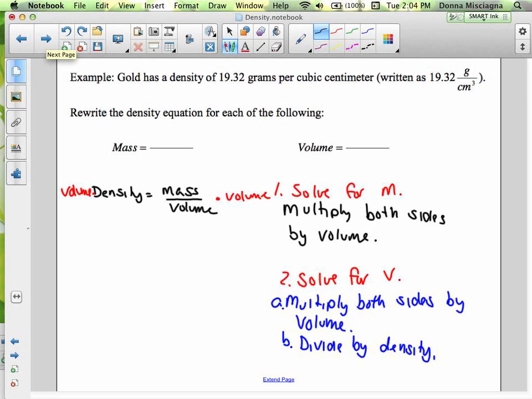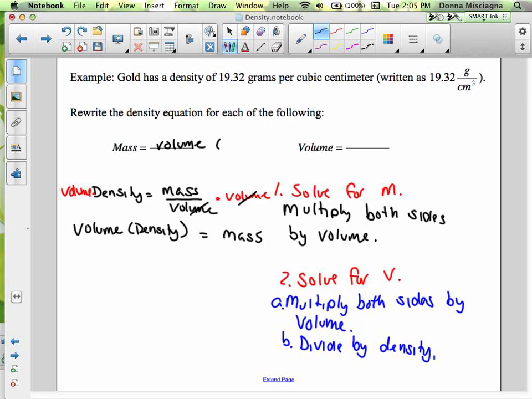All right, so if we multiply both sides by volume, this would cancel. And so now we have volume times density is equal to the mass. All right, so mass is equal to volume times density. And I think we'll stop at that point, and then tomorrow we'll look at solving for volume.